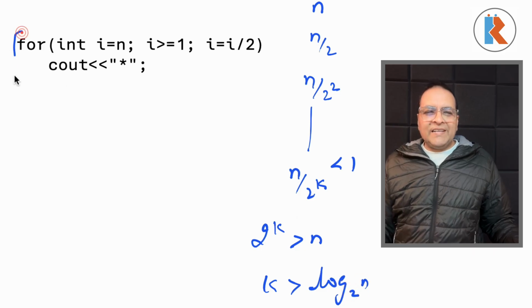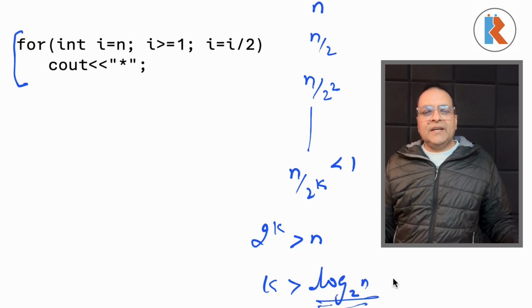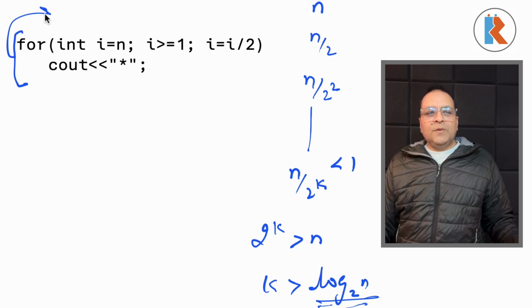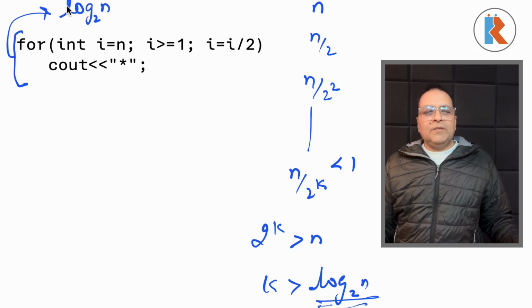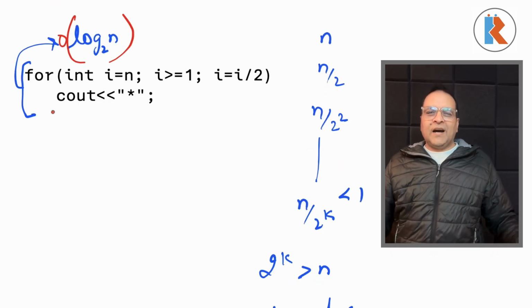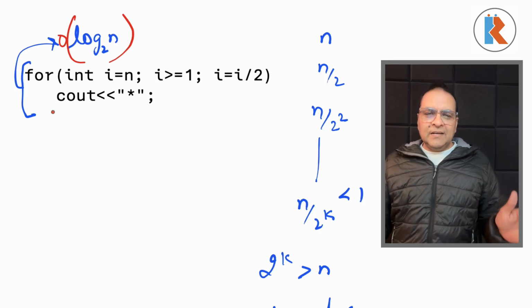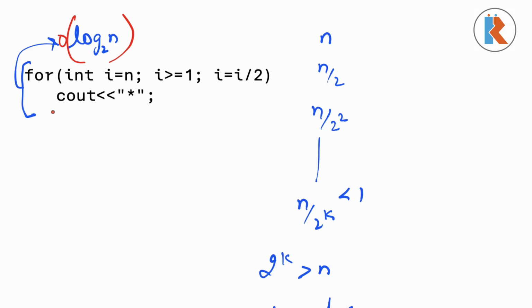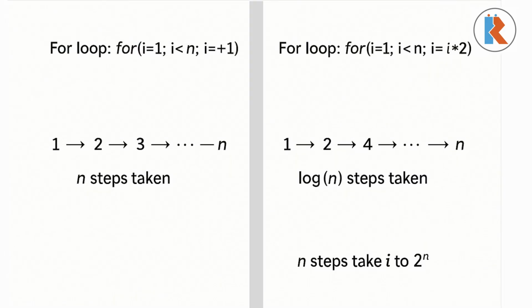So because the loop is iterating k times and k is greater than log n, this loop is getting executed log n times to the base 2. Therefore, the time complexity of this for loop is big O of log n to the base 2. We have seen in the previous section how doubling the loop variable results in exponential increase of that variable, which means that variable will be able to reach the destination much faster, in log n steps instead of n steps.